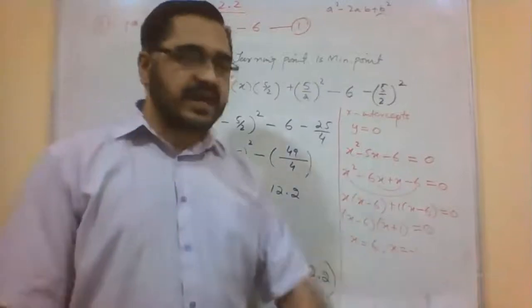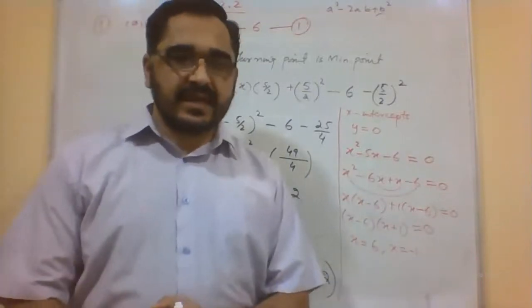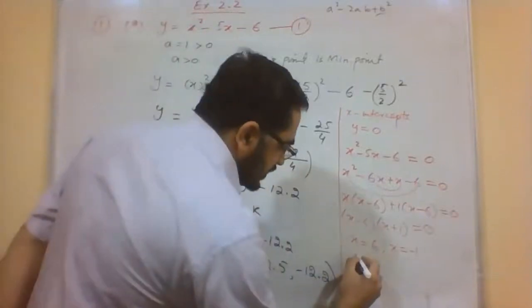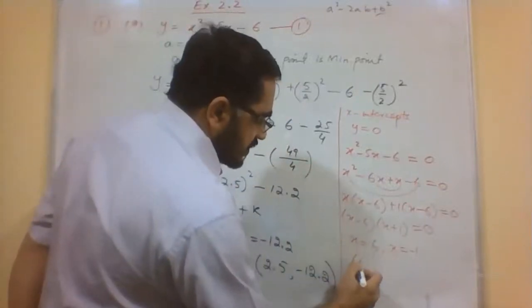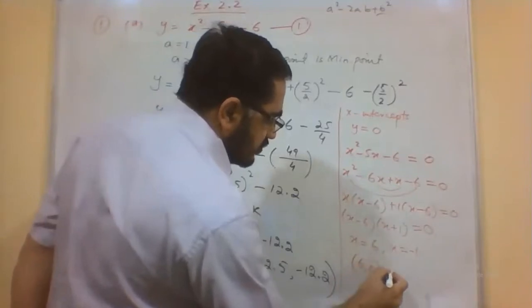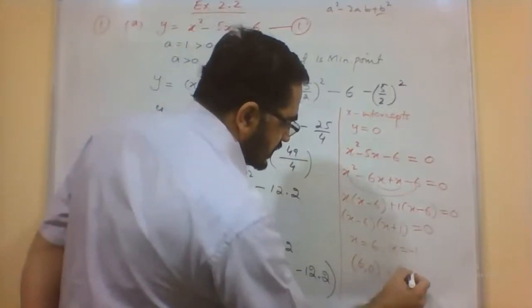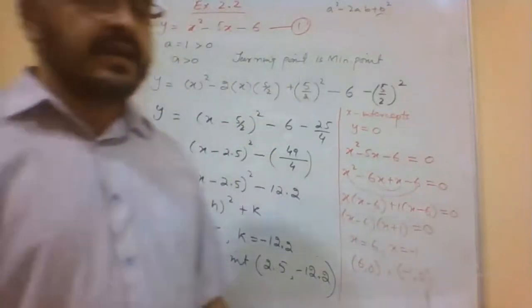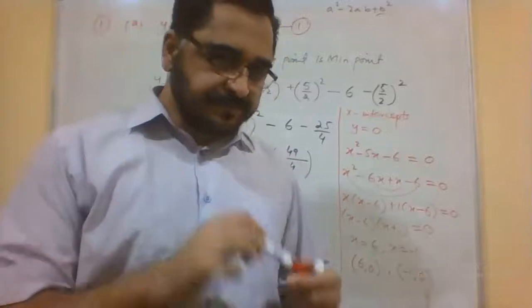These are the values on the x-axis, meaning the x-intercepts. At an x-intercept, the y-coordinate will be 0. Here the x-coordinate is 6, y is 0. And here the x-coordinate is minus 1, y is 0. These two points are on the x-axis.